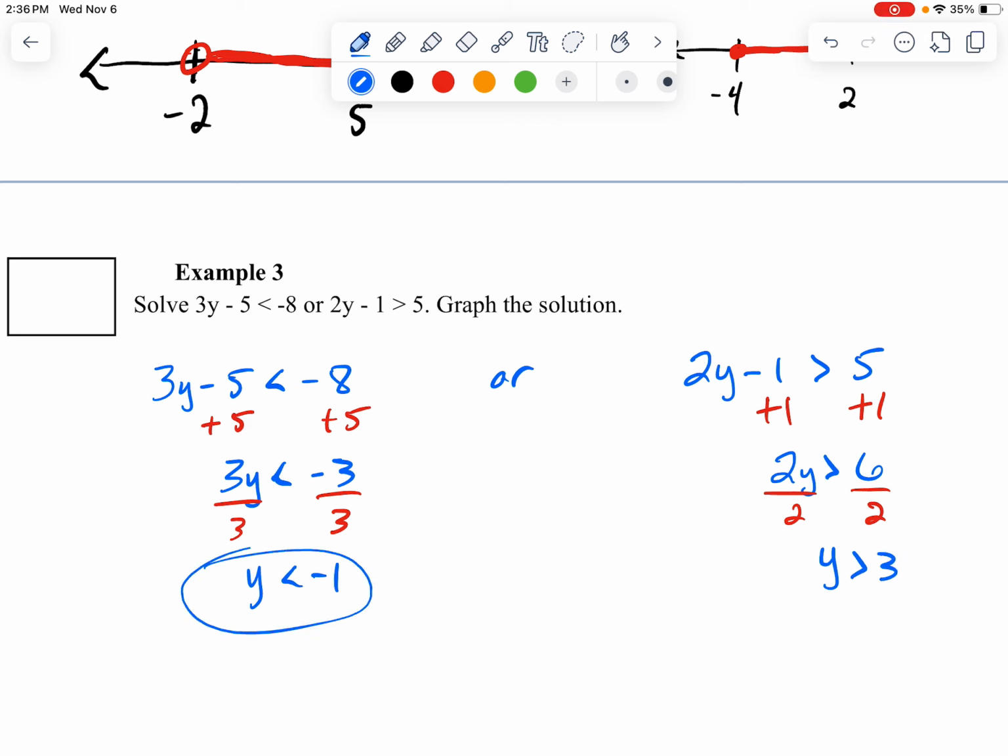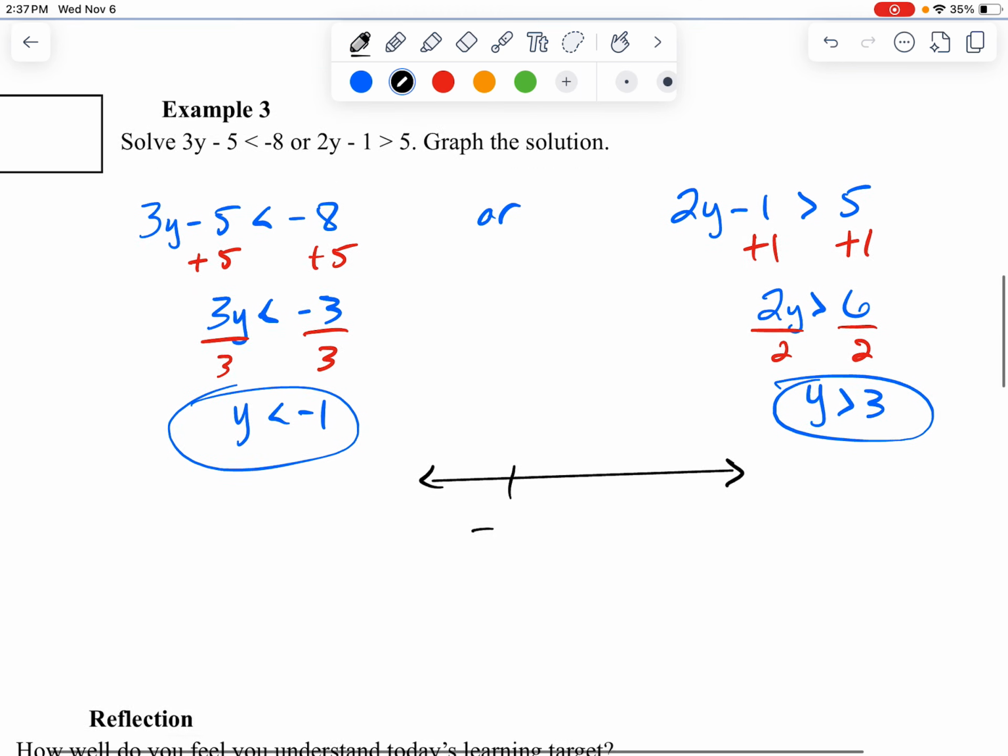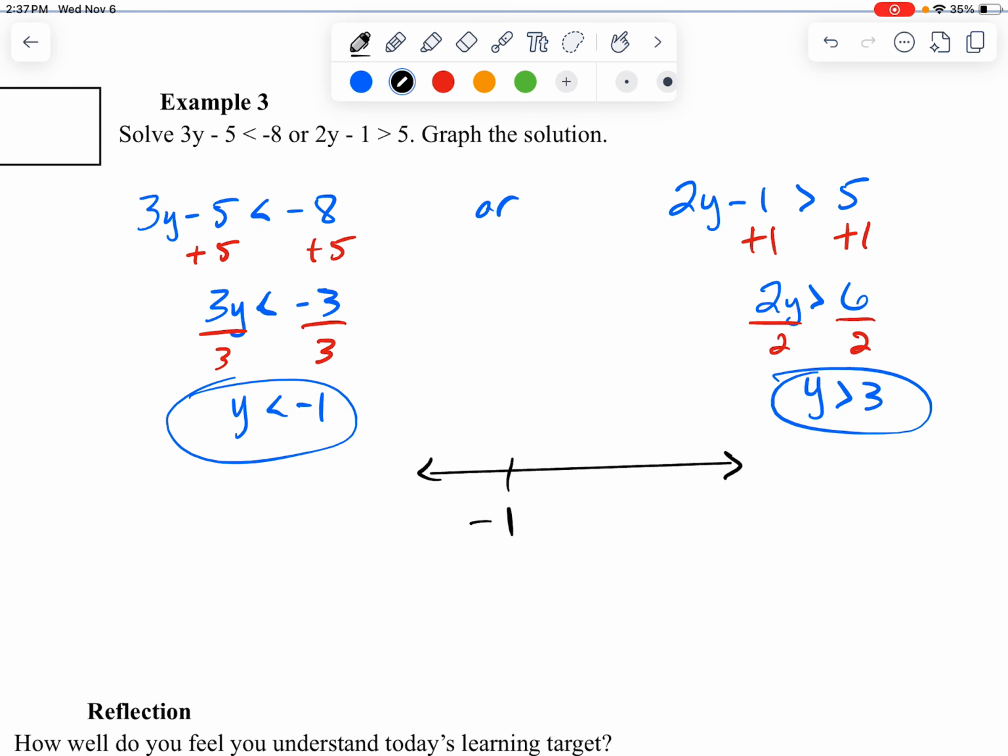Okay, so both of these are solutions, right? Because I have this or that. So let's draw a graph. My smaller value is -1. My larger value is 3. So I've got y is less than -1, which is going to be this way, and y is greater than 3, which is going to be this way. Both of these are going to be open circles. And there we go.